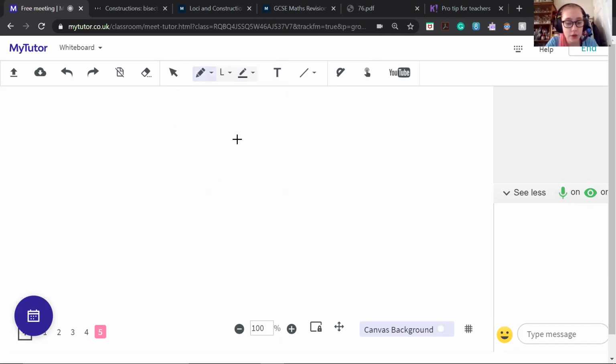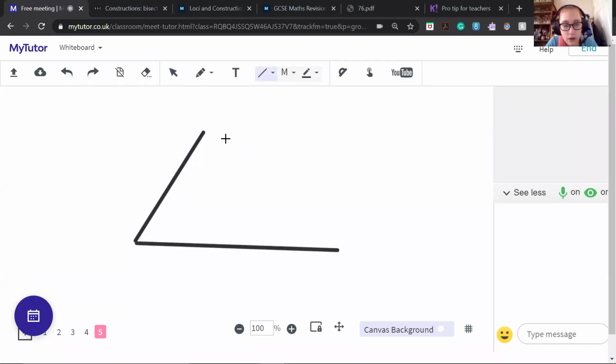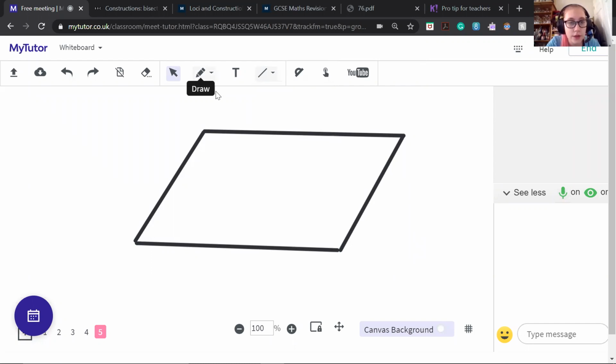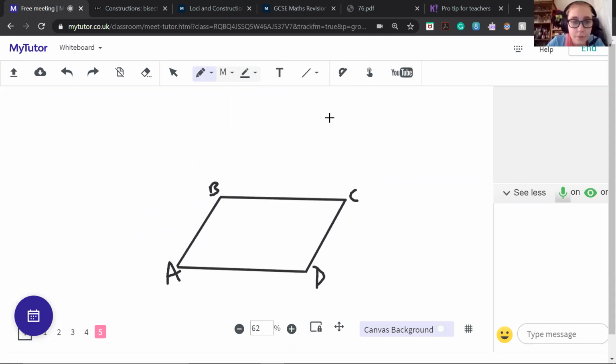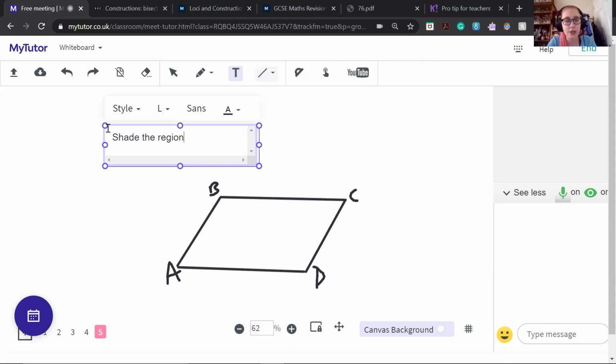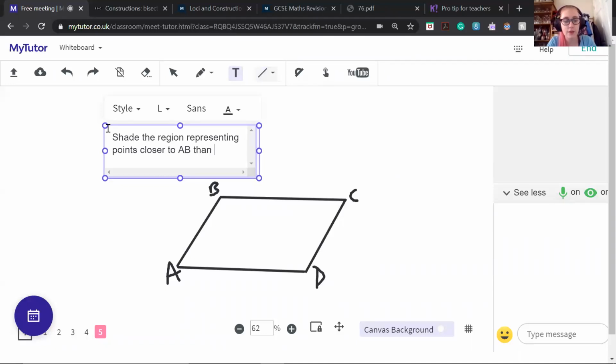This is what we're going to do. I'm going to draw some sort of quadrilateral here, and let's label these A, B, C, D. So here's what the question is going to be. Shade the region representing points closer to AB than AD, but within 5 centimeters from C.